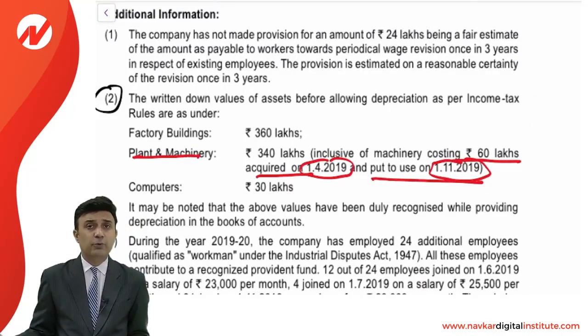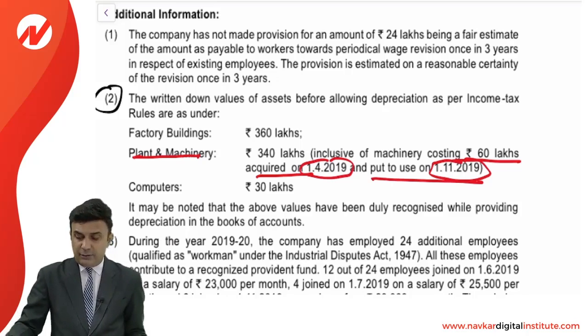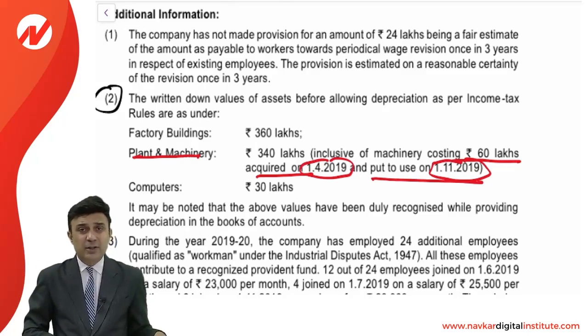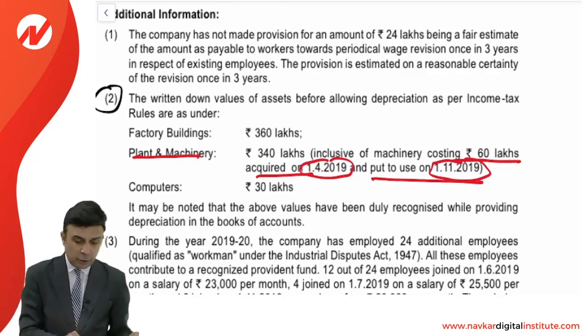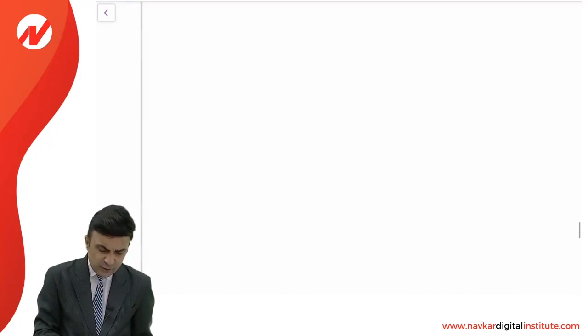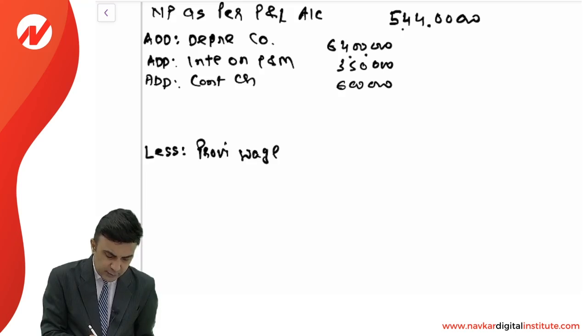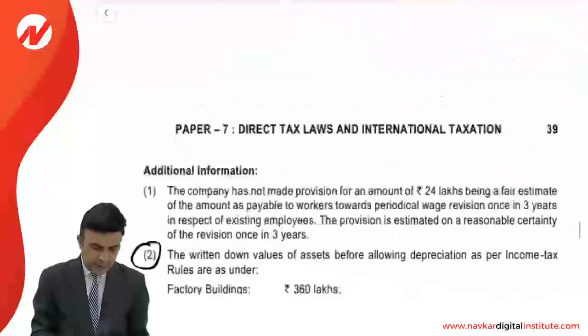If they have not made the provision of 24 lakh in their profit and loss account, whether that is eligible for the deduction or not is going to be my peculiar question. Friends, in my humble opinion, as the provision is very well certain, the provision is eligible for the deduction. You have not debited it to the profit and loss account, yet it is eligible for the deduction. So this 24 lakh, which is pretty certain, is not a contingent liability. This provision for wage revision would be deducted while computing the taxable income.